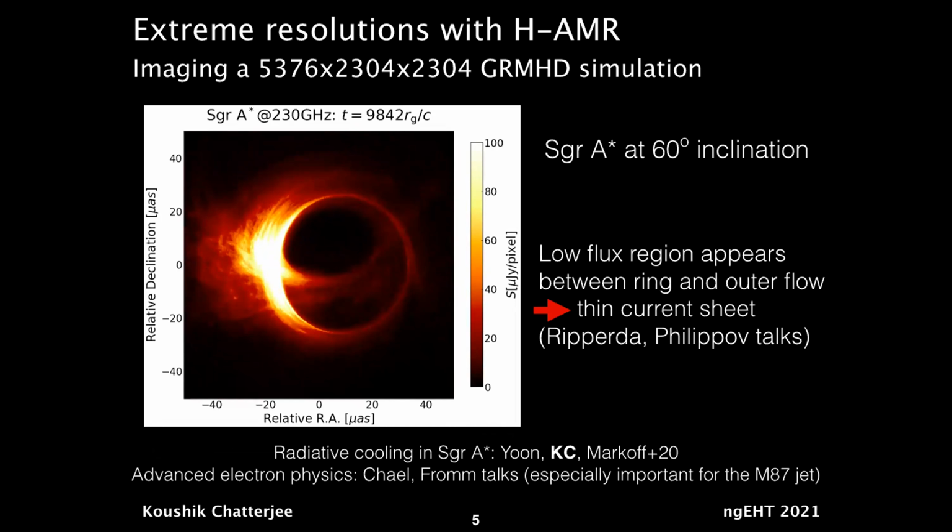Now, additionally, advances can be made on this simulation. Doosu Yoon came out with a paper that included radiative cooling, which turned out to be important even for the low accretion rates of Sagittarius A*. And Andrew Chael and Christian Fromm gave us some great talks about what to do with the electron physics in your simulation.